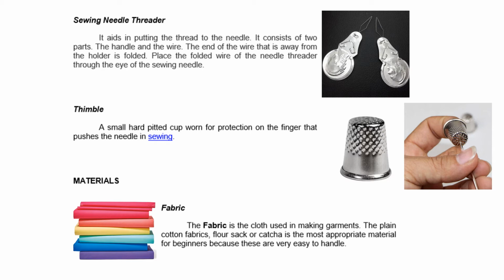Next, we have the thimble. A small hard-pleated cup worn for protection on the finger that pushes the needle in sewing. So, di po yan sombrero na isang duwende. Ito po ay isang thimble. Pinapasok po siya sa daliri para protektahan na hindi matusok yung daliri pag nananahi tayo. So, mga bata, hindi po siya sombrero ng isang duwende. Gets? Okay, let's now move on to the materials.